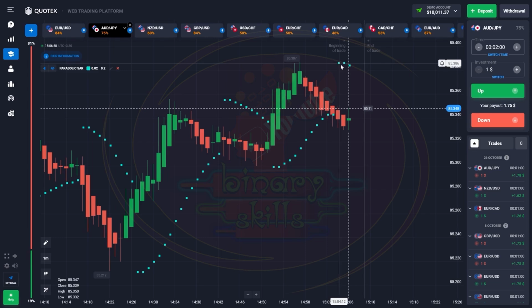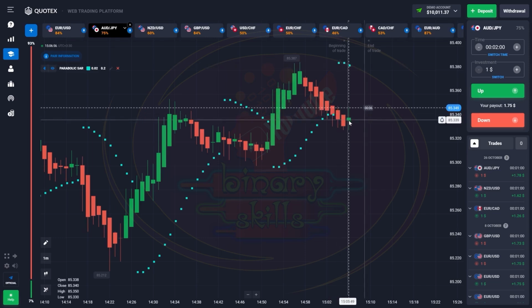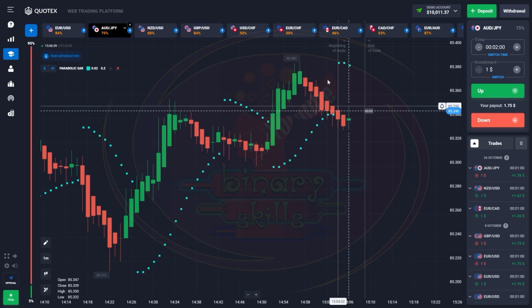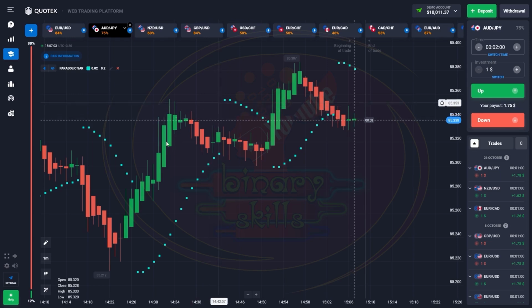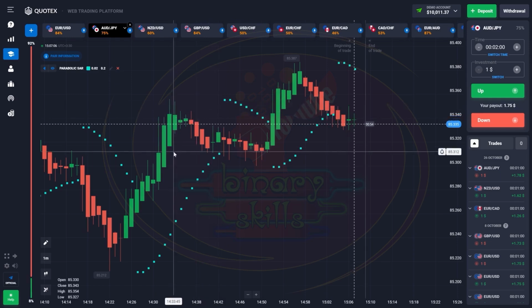As you can see, if we had entered the trade at this point, even if this candle closes green, our trade would still close with a profit. But an important point here, which I can explain well with several examples, is this.